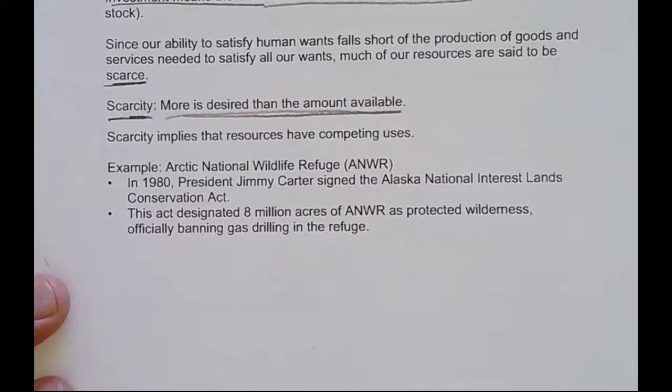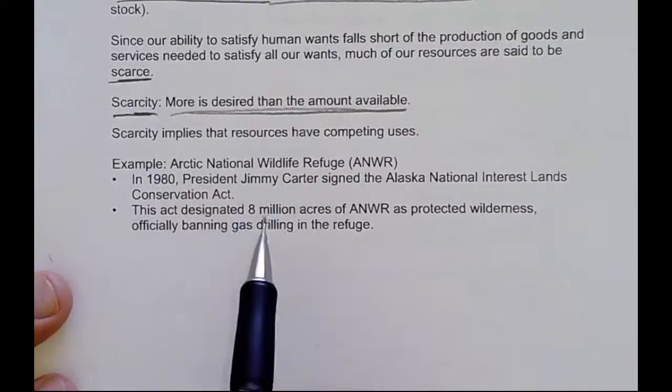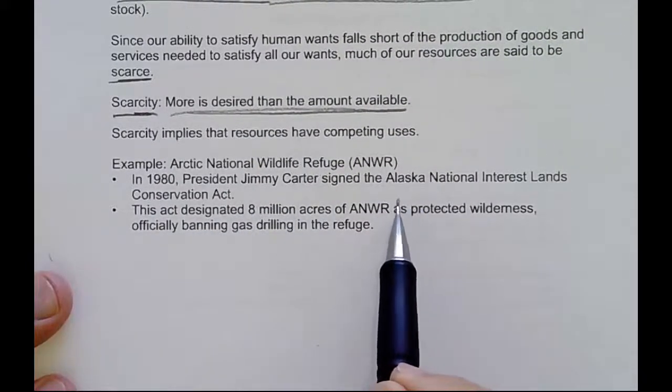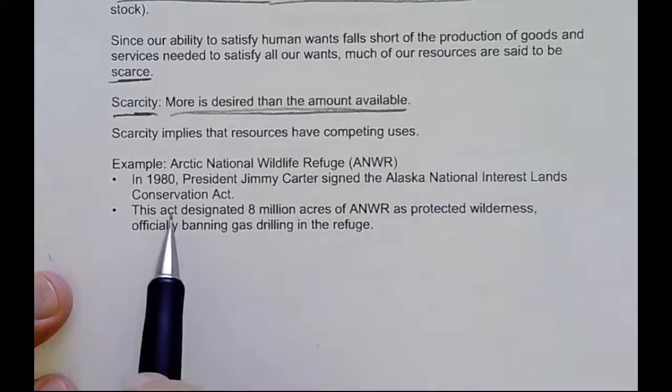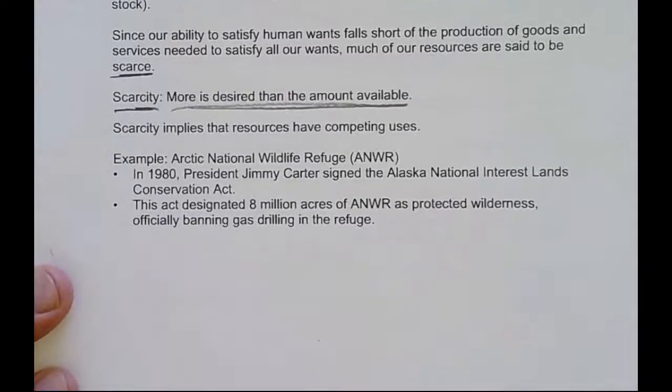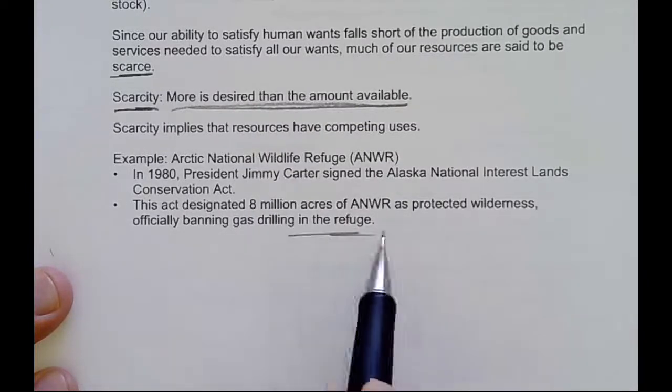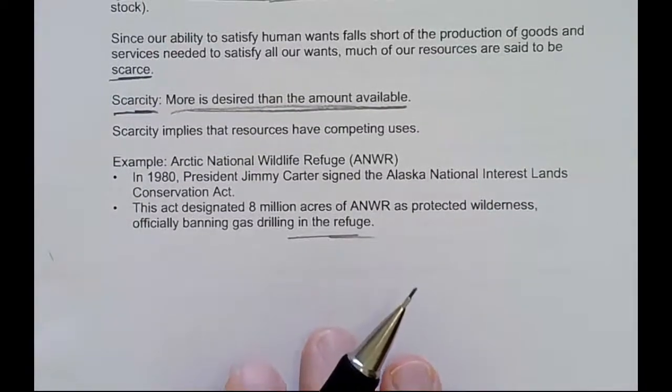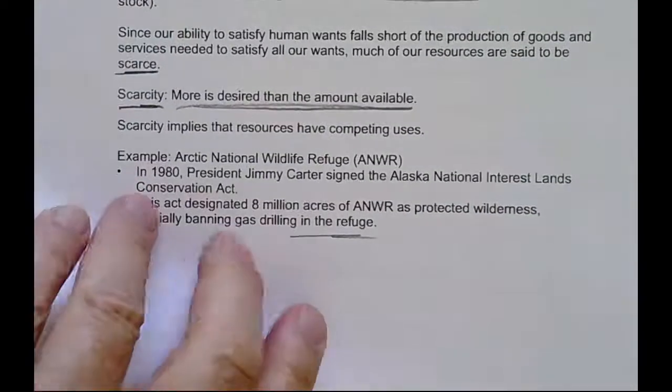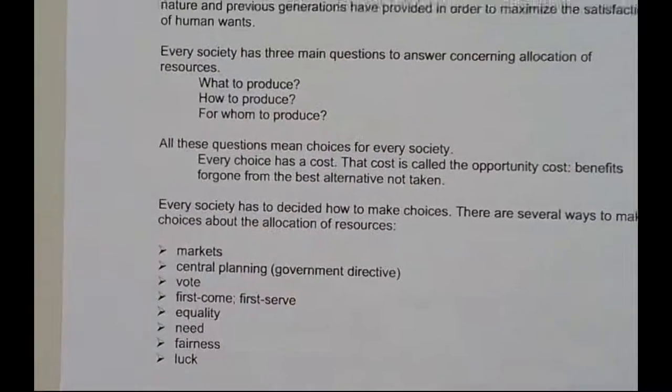And back in 1980, President Jimmy Carter signed the Alaska National Interest Lands Conservation Act, which set aside this area as land not to be developed. And it was 8 million acres, protected wilderness, officially banning gas drilling and other kinds of drilling, oil drilling as well, on that refuge. Now that's an example of scarcity because a lot of people like to develop that land.